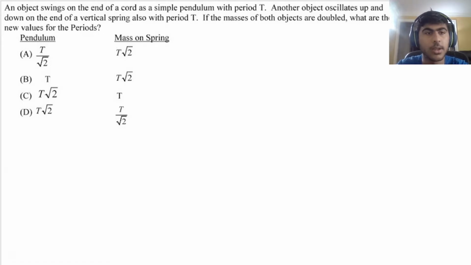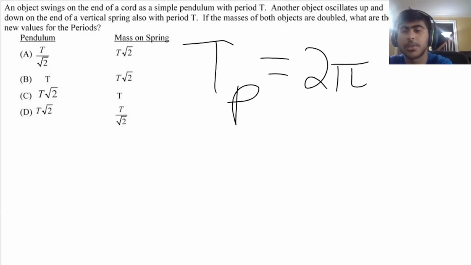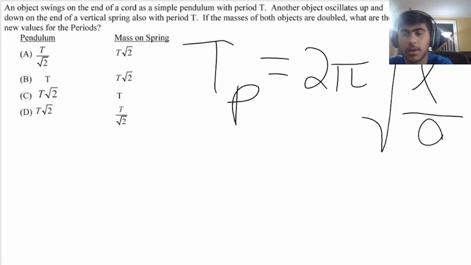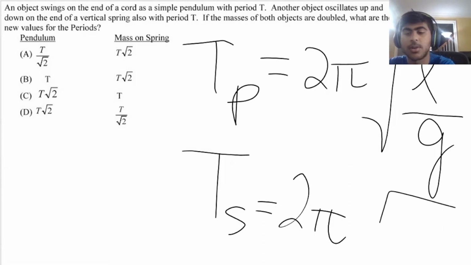All right. Well, the first thing we can do is write the formulas for the periods of these two things. So t, say p for pendulum, is 2 pi times the square root of the length of the pendulum over the gravitational acceleration, so 9.8. And then t spring is 2 pi times the square root of m over k.